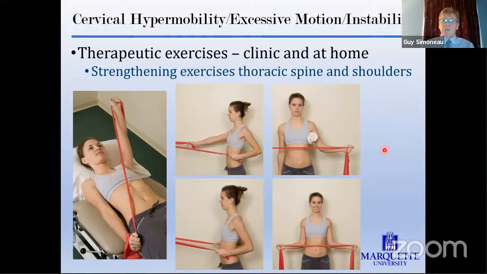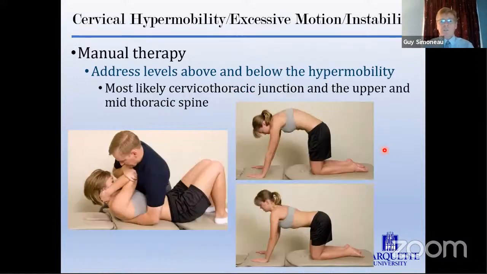Also, if you have hypermobility and a weak neck, you probably have weak shoulders as well. So address the shoulder, and address the core musculature as well. If you do manual therapy techniques, look for a hypomobile segment, which may be in the thoracic spine most likely.